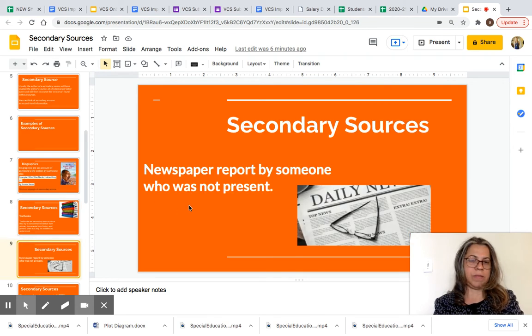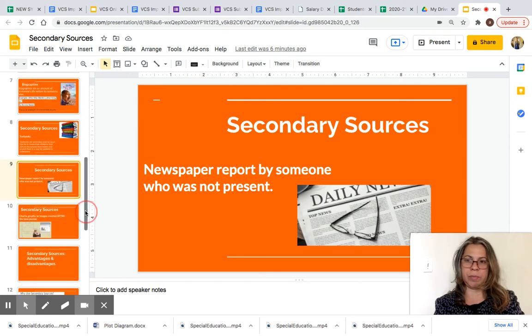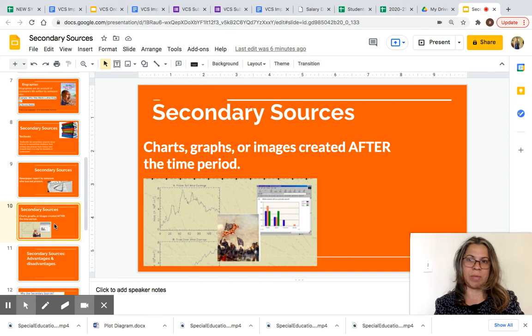Another example of secondary source is newspapers reported by someone who was not present at the event. So it's a secondary source. Charts, graphs, or images created after the time period are also examples of secondary sources.